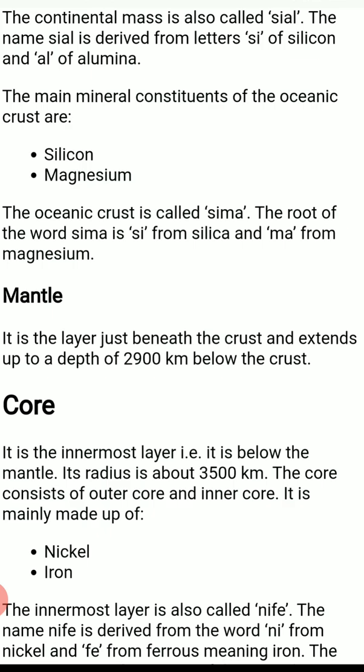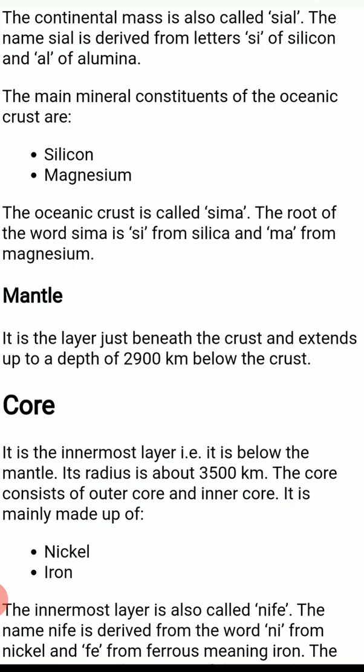Now if you go to the next, deeper layer, there is the mantle. After the crust, the mantle part is there. It is 2900 kilometers below the crust. The first layer is the crust, and going inside, there is the mantle. And the third layer is the core. The core means the innermost layer.